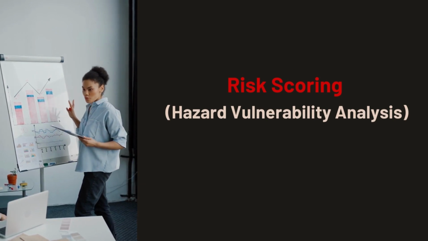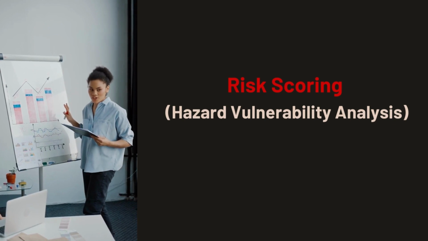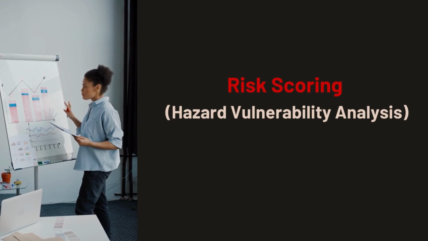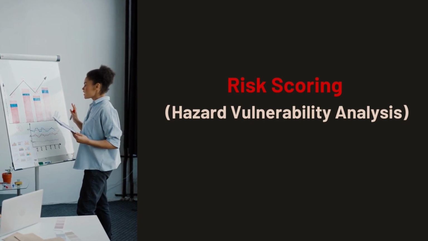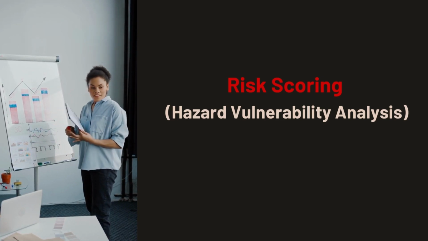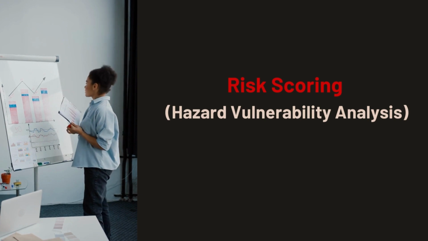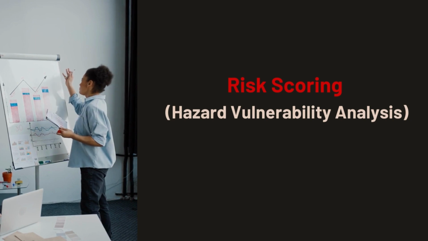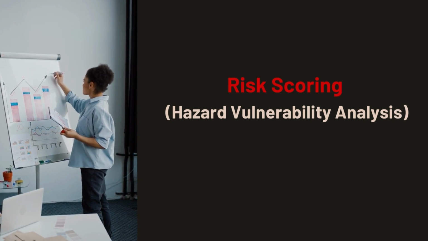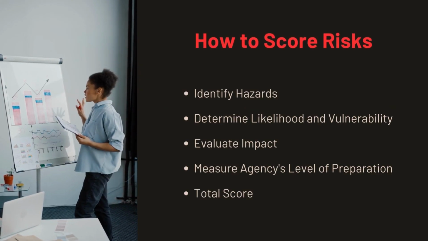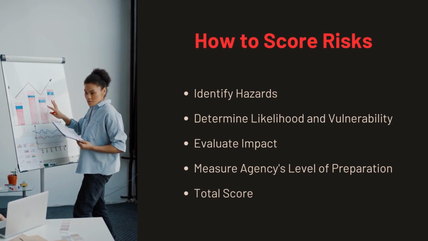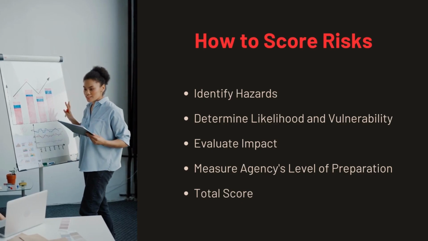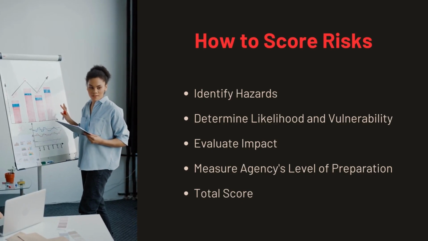Once we've assessed risks, we need a way to prioritize them. That's where hazard vulnerability analysis comes in. Hazard vulnerability analysis, or HVA, is a systematic way to score and prioritize risks based on their likelihood and potential impact. It helps us focus our preparedness efforts where they matter most. Now, let's talk about how to score risk. We use a method known as hazard vulnerability analysis to assess and score risk.